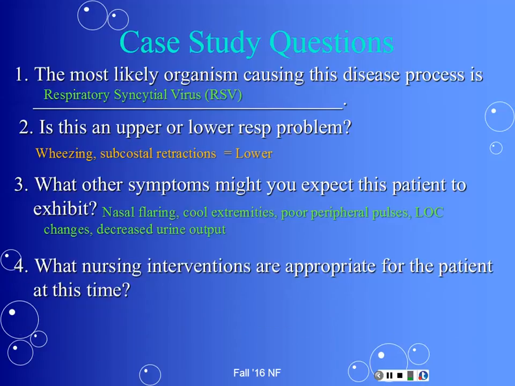So what nursing interventions are appropriate for this kiddo with RSV at this time? Are we going to give this kid antibiotics? No, it's a virus. Fluids. Okay. What kind of fluids? Oral or IV, depending on the severity. If they're alert, if they can drink and their respiratory rate's under 60, we're going to try to get them to drink. If not, you're going to have to start an IV.